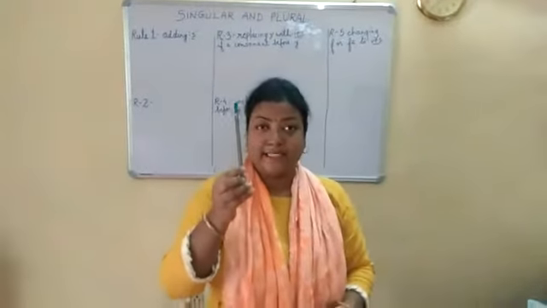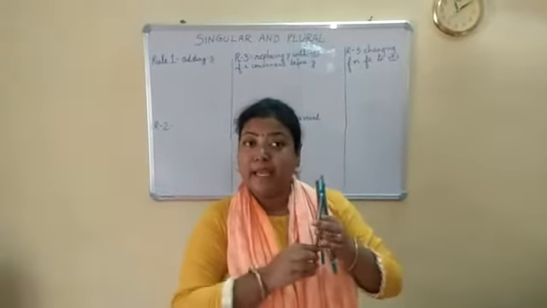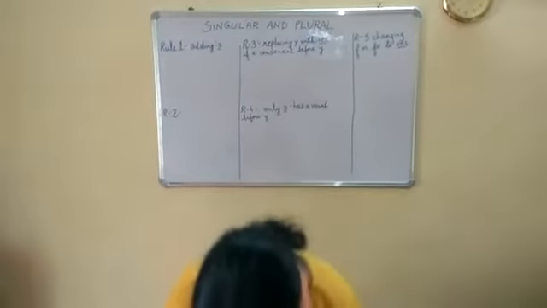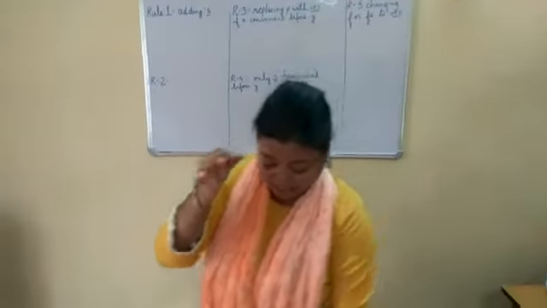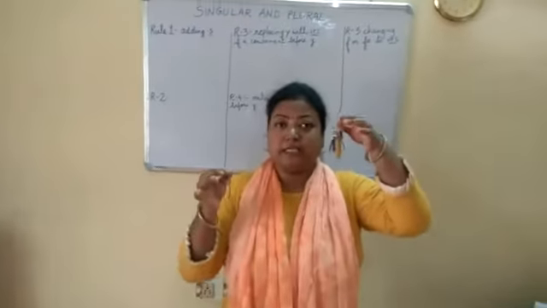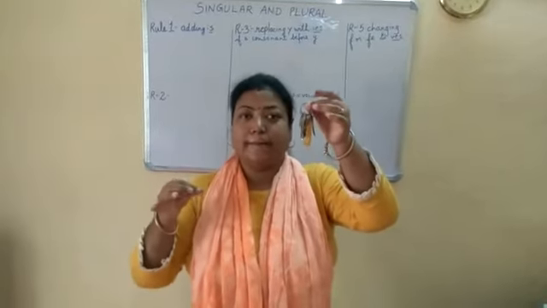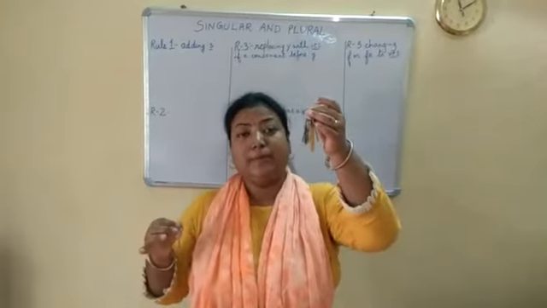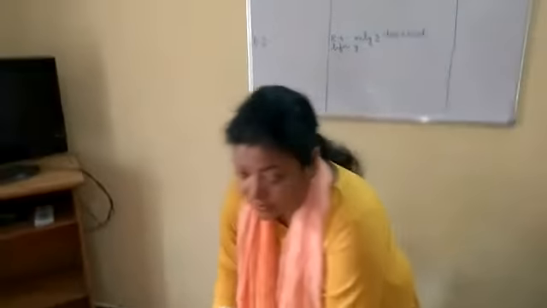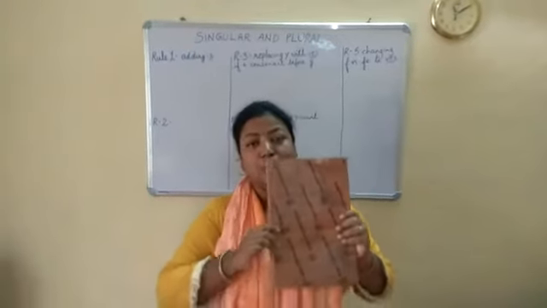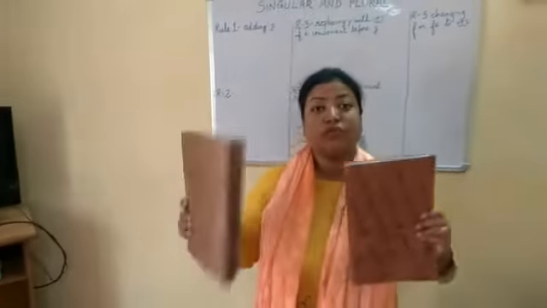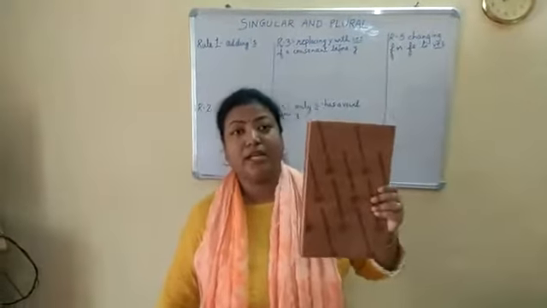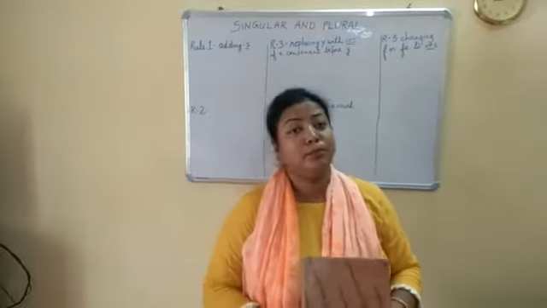One single pencil, and many pencils, more than one pencil. One key, a bunch of keys. Key is the singular word, keys, plural word. A book means a single book, one book. Three books. One book, three books. Book is the singular word, books, plural word.